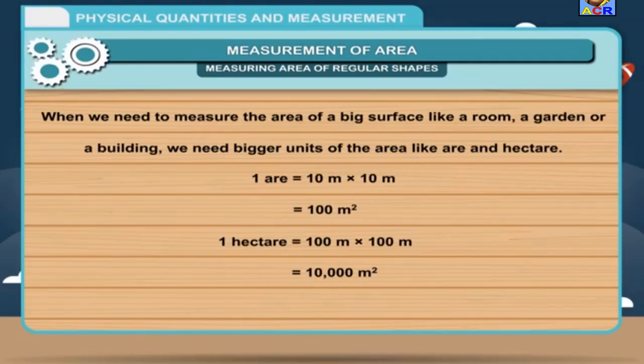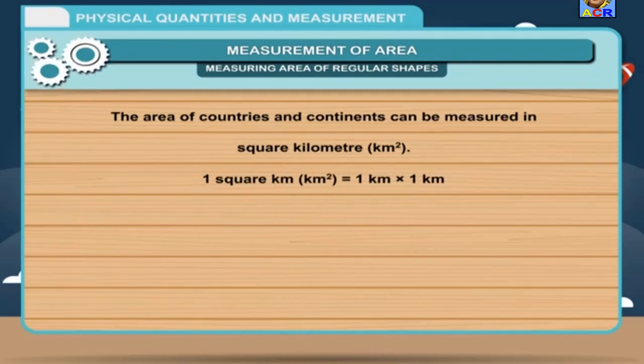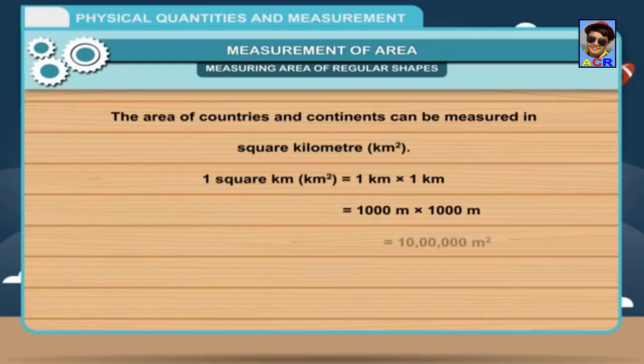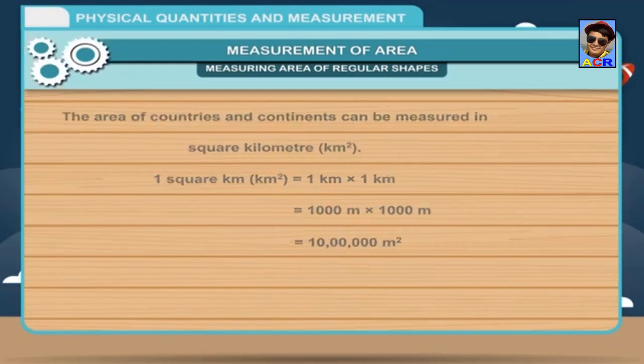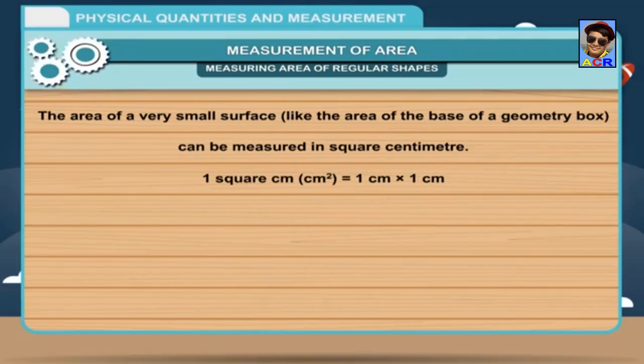The areas of countries and continents can be measured in square kilometers, kilometer square. 1 square kilometer is equal to 1 kilometer into 1 kilometer is equal to 1000 meter into 1000 meter is equal to 1,000,000 meter square. The area of a very small surface, like the area of the base of a geometry box, can be measured in square centimeter. 1 square centimeter is equal to 1 centimeter into 1 centimeter is equal to 10 millimeter into 10 millimeter is equal to 100 millimeter square.